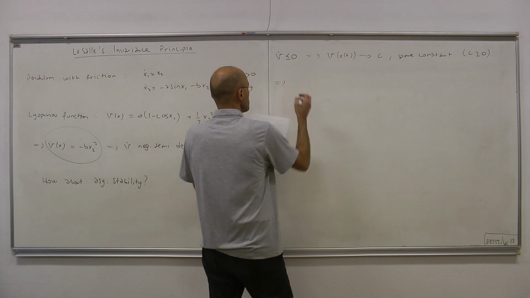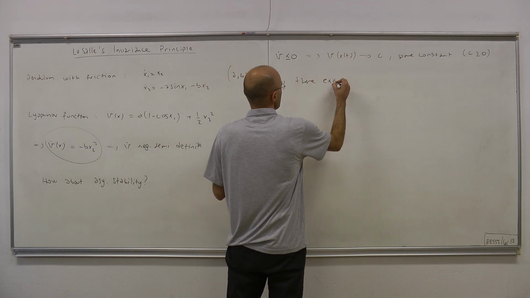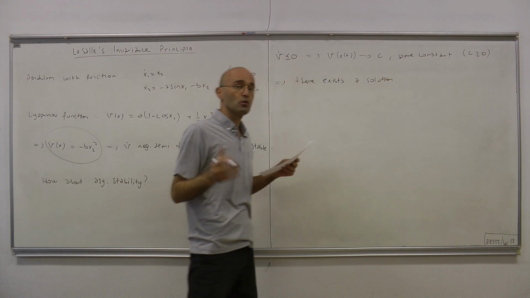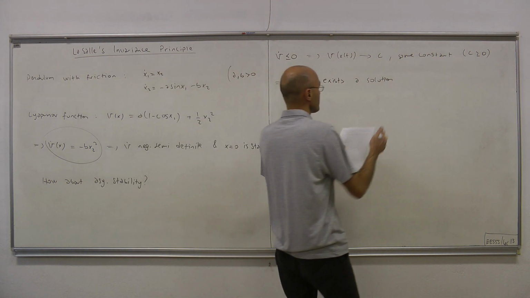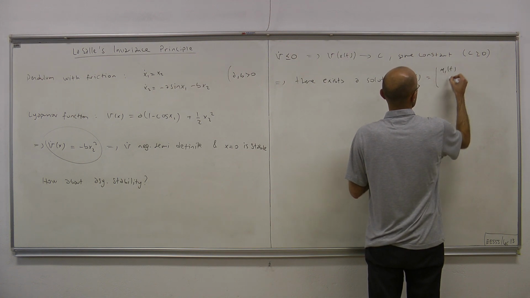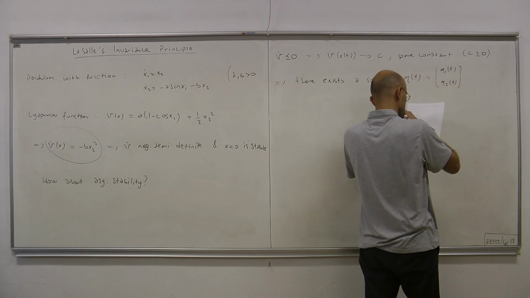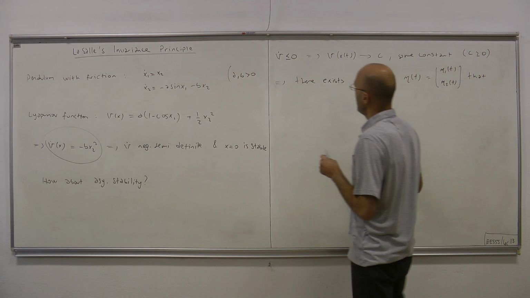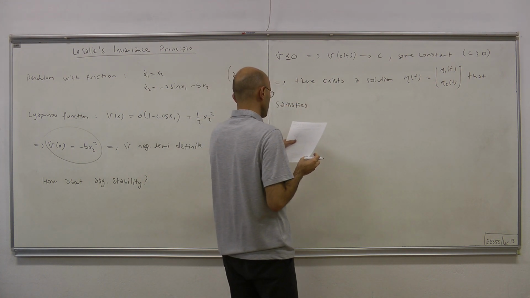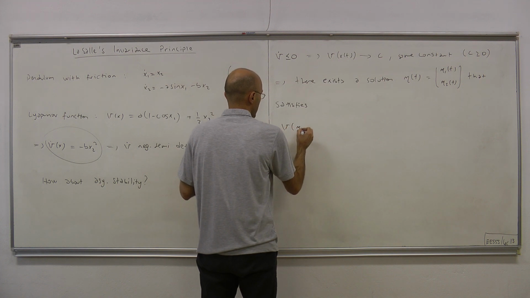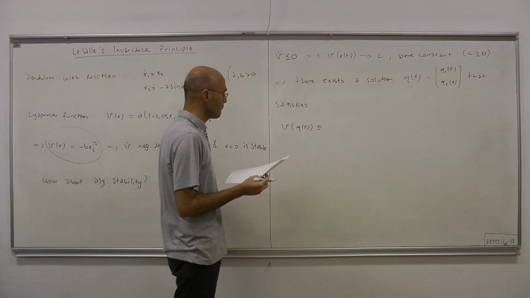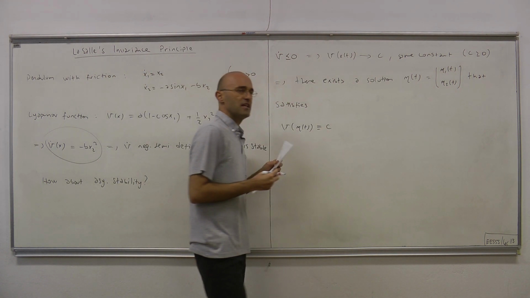Therefore we can say there has to exist a special solution, and let's call that solution eta, eta 1 of t, eta 2 of t, that satisfies v of eta of t is constant for all t, and that constant is c.